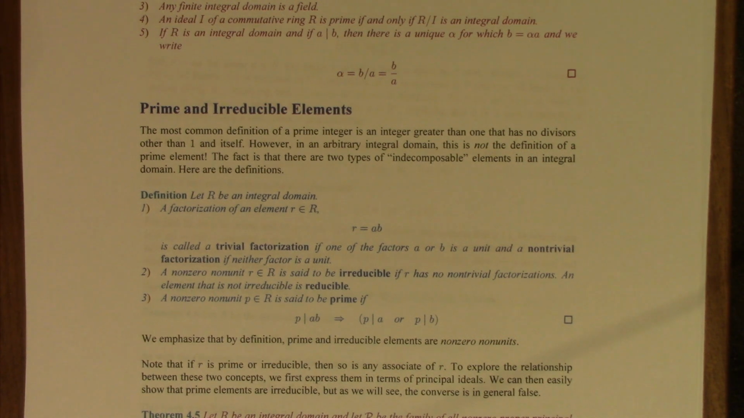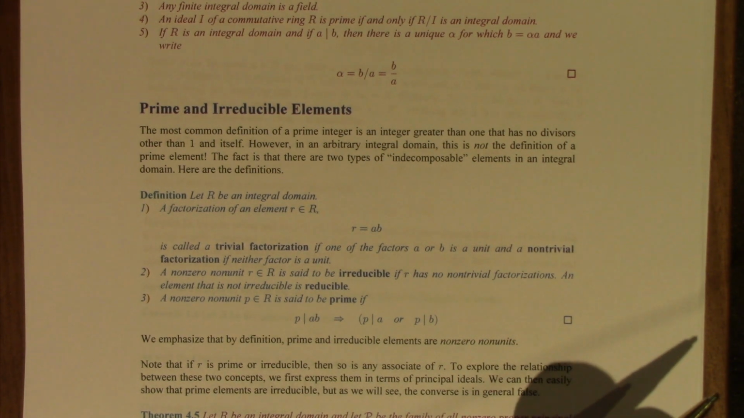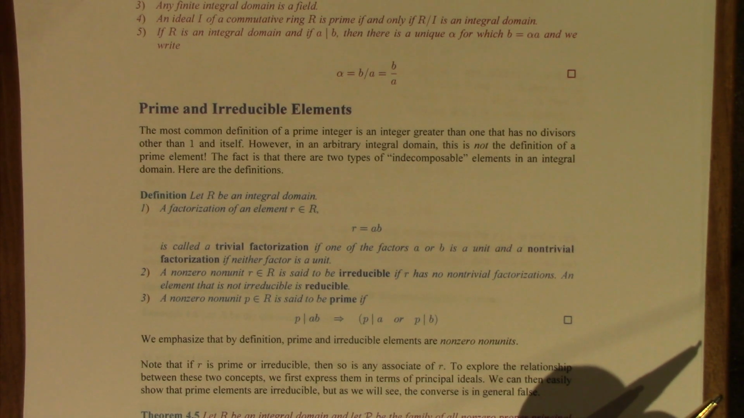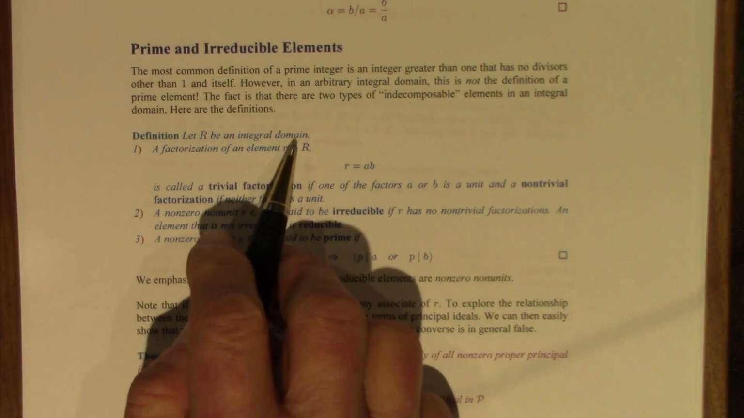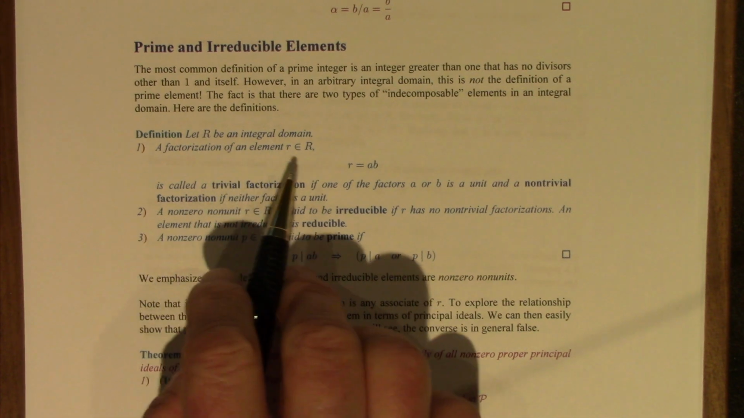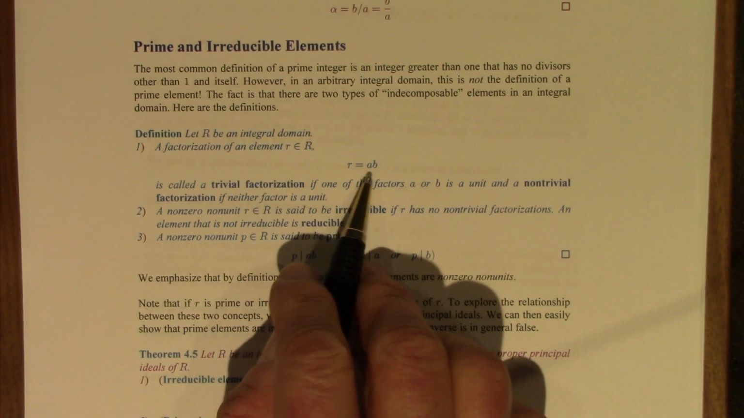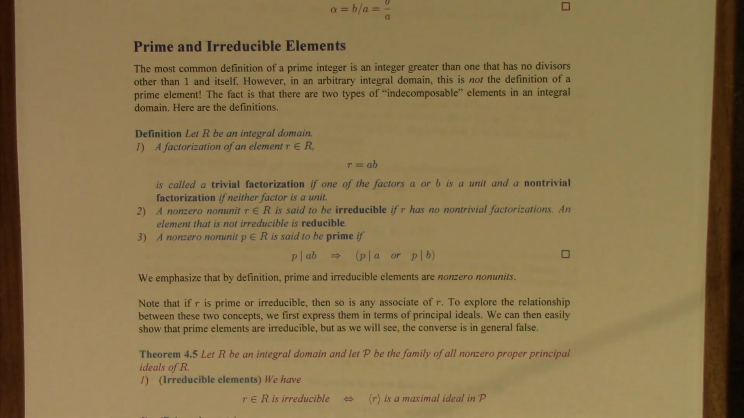There are in fact two types of indecomposable elements in an integral domain. And when those two types are equivalent, as they are in the integers, the two terms tend to get used interchangeably, even though they are distinct, quite different concepts. So here's the definition. R is an integral domain. First of all, a factorization of an element little r into a product ab is called a trivial factorization if one of the factors is a unit. Otherwise, we'd say it's a non-trivial factorization.